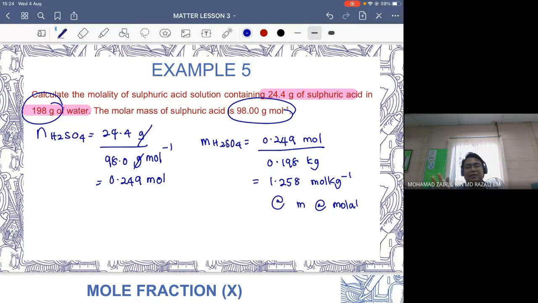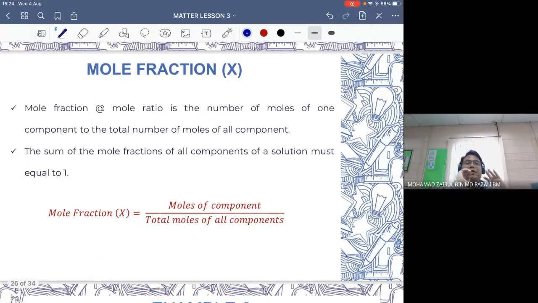So basically you need to know how to identify which one is the solvent, which one is the solute and which one is the solution. Itu je. And then the rest awak boleh ni lah. The next one, another method to express concentration is a mole fraction. A mole fraction is given capital X. Mole fraction is normally used in gas. Kita boleh juga guna dalam solution, tapi the most common uses of mole fraction is in gas.